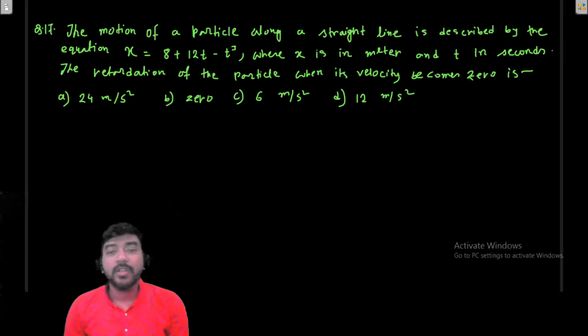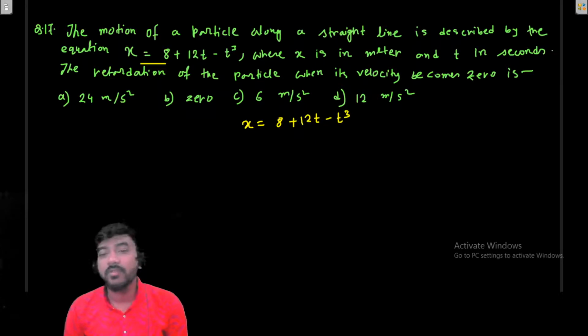The motion of a particle along a straight line is described by the equation x is equal to 8 plus 12t minus t cube, where x is in meter and t in second. The retardation of the particle when its velocity becomes 0 is? So x is given as 8 plus 12t minus t cube. We have to find the retardation of the particle when its velocity becomes 0.